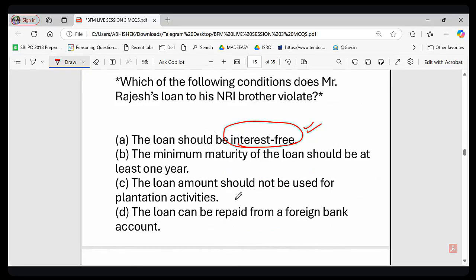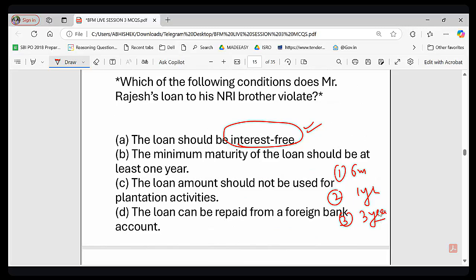Now question number 2. I hope it is clear now. Yes, okay, very good. What is the minimum maturity period for a loan given to an NRI under RBI regulation? Option 1, 6 months. Option 2, 1 year. Option 3, 3 years.